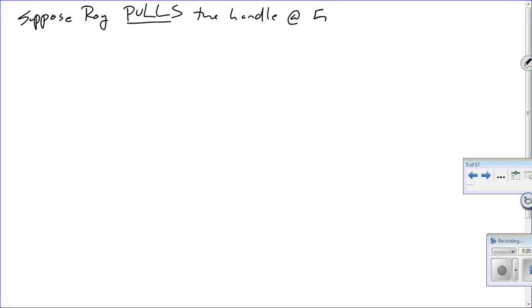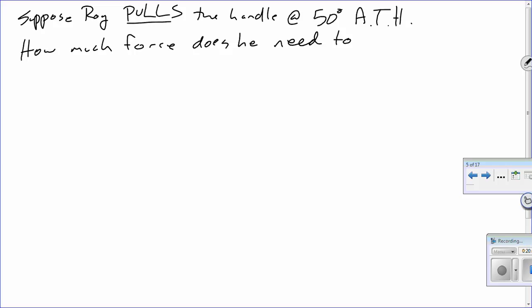Here's the last question. We'll do this in a different color. All right, suppose Roy pulls the handle at 50 degrees above the horizontal. This is an abbreviation I'm going to start using frequently. ATH is above the horizontal, BTH is below the horizontal. Okay? Because it's going to come up a lot. All right, so instead of him pushing it, he's going to pull the handle this way. And the question is, how much force does he need to get the mower moving?